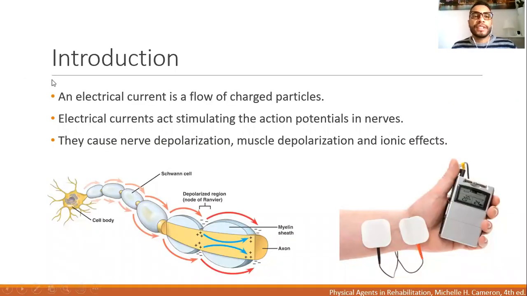So, first of all, to introduce this subject, it is necessary to learn and understand all this information regarding the physiology, because it is important in order to further adjust parameters when we are dealing with electrotherapy devices. To introduce this topic, an electrical current is a flow of charged particles. So every time we use current, we mean that we are exchanging particles within the cell, right? These particles are called ions in biological tissues.